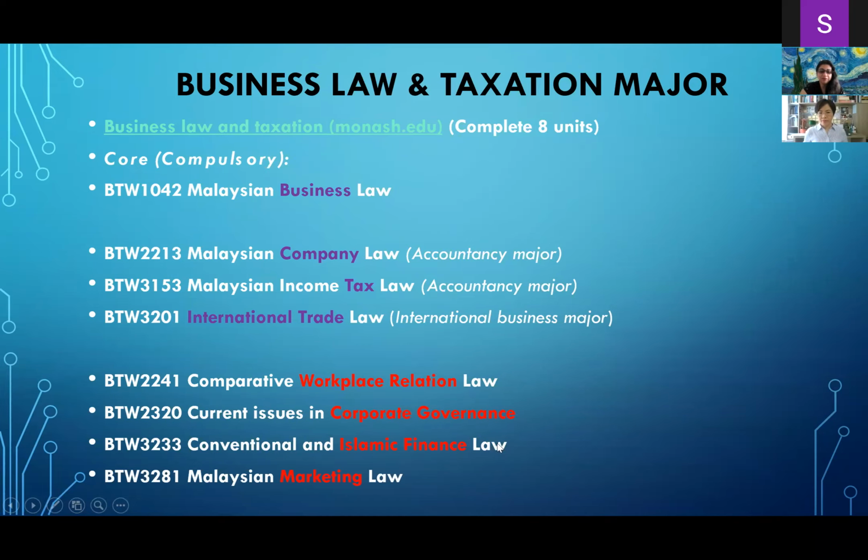And then we've got conventional and Islamic finance law. This is a very interesting unit that focuses on banking and finance, and will cover both, not just Islamic finance, but also the conventional banking law. And the last but not least is Malaysian marketing law, which I think a lot of marketing students have perhaps taken as an elective in the past. But marketing law is a lot wider than that. It also comprises competition law, as well as looking at consumers and so on. So these are some of the units under the BLT major.